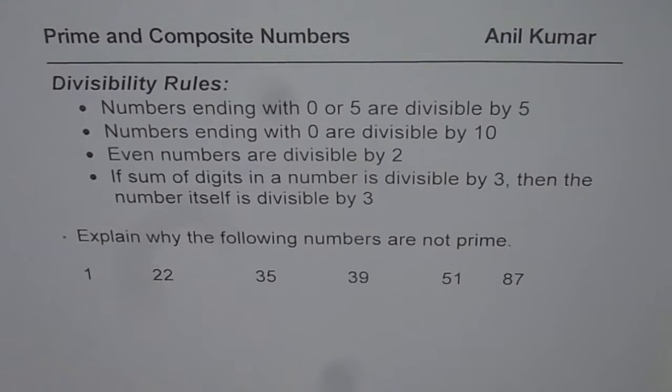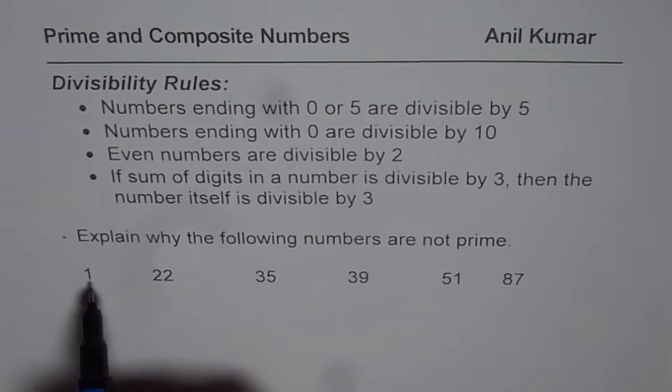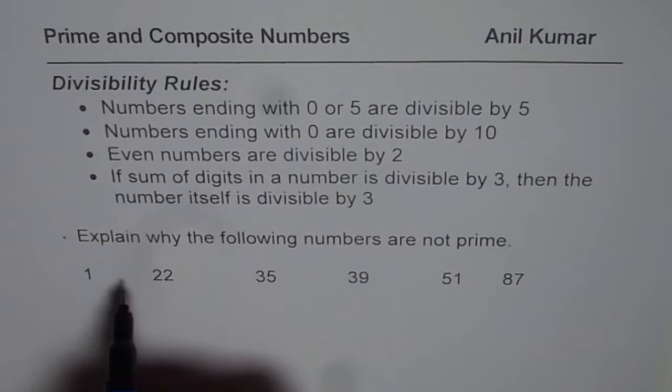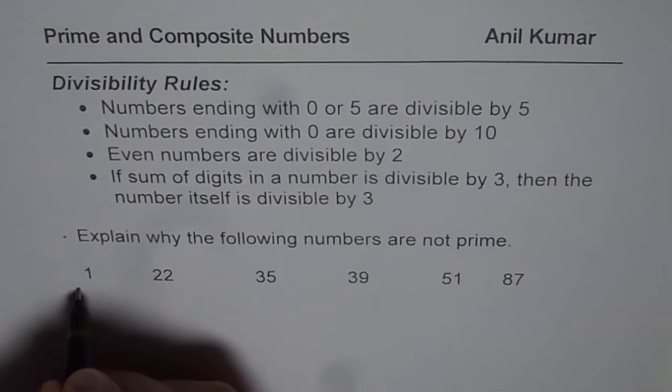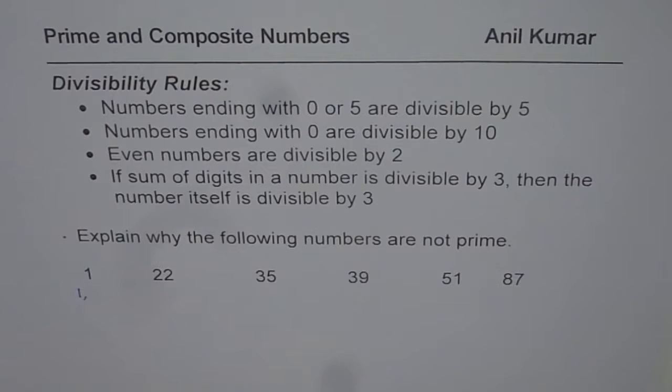Okay, let's begin with the very first one. The number 1. It is not a prime number since the factor of the number is just 1. Only 1, right? A prime number should have 2 factors. Since 1 has only one factor, it is not a prime number, right?